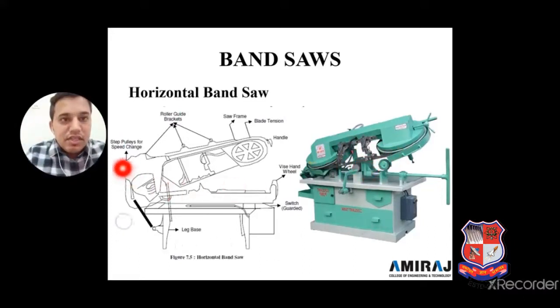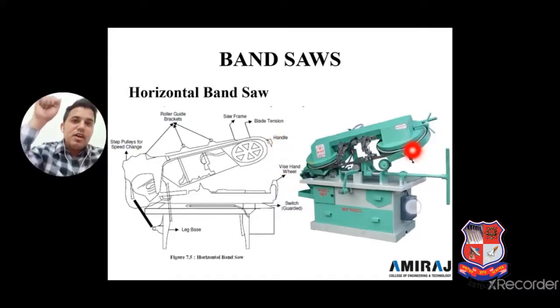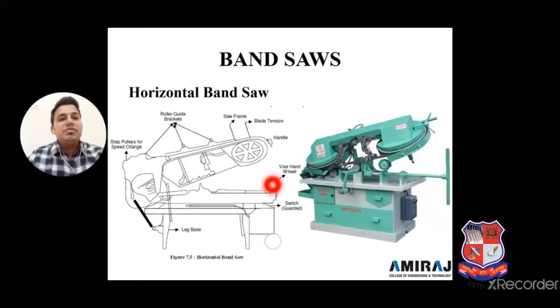So you can observe here, this is the stepped pulley type speed changer at the back side. So rolling laurels are there. Okay, and saw frame blade tension, so we can change the tension by using this prop. Okay, then this is the handle which is utilized for the up and down purpose. Here is the vise. Then the switch gauge, this is the switch gauge, and the leg base. So we can observe here everything is there, and it is a fully automatic horizontal saw band. So compared to the other machines, it has a high capacity for the metal removing process.